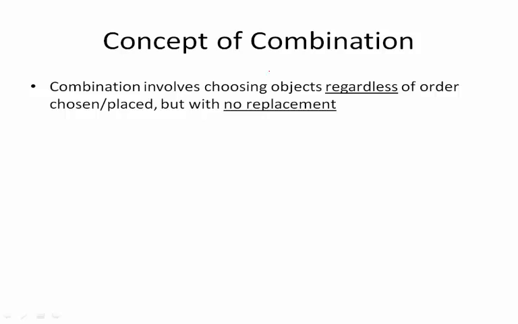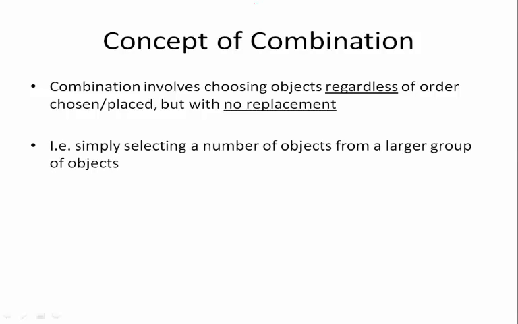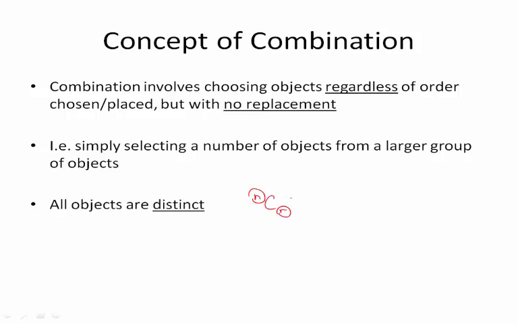Combination involves choosing objects regardless of order, but with no replacement. Simply put, it is if we start with a certain set of objects, we want to see how many distinct groups can be formed from selecting a fixed number, say 4 objects from a group of 10 objects. And the last criteria to apply combination is that all objects must be distinct. The formula for combination is as such: n choose r, where n is the total number of objects and r is the number of objects to be selected.